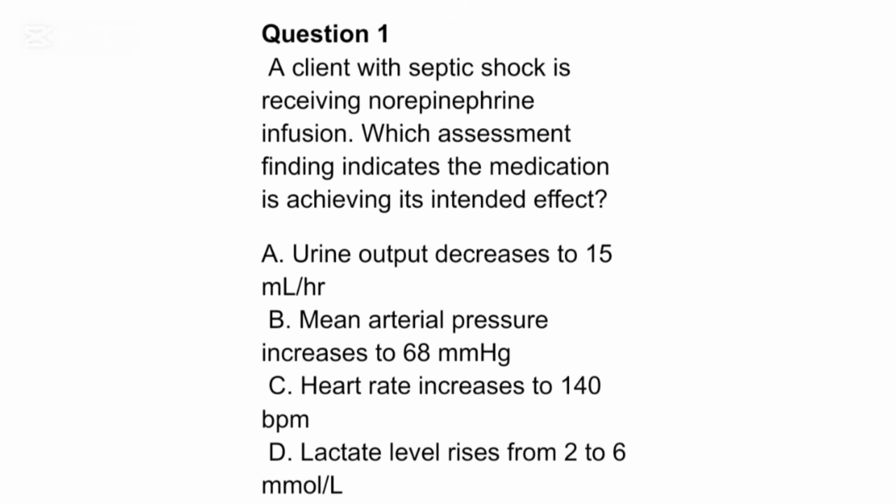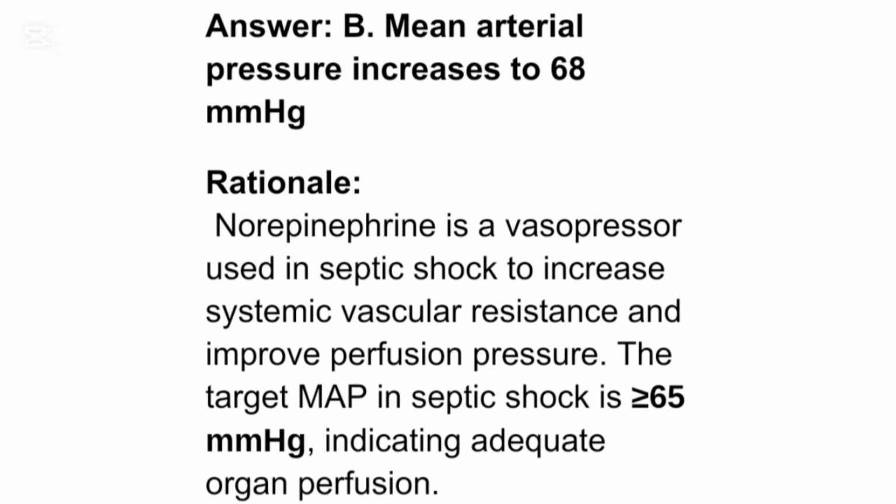C. Heart rate increases to 140 beats per minute. D. Lactate level rises from 2 to 6 millimoles per liter. Answer. B. Mean arterial pressure increases to 68 millimeters mercury.